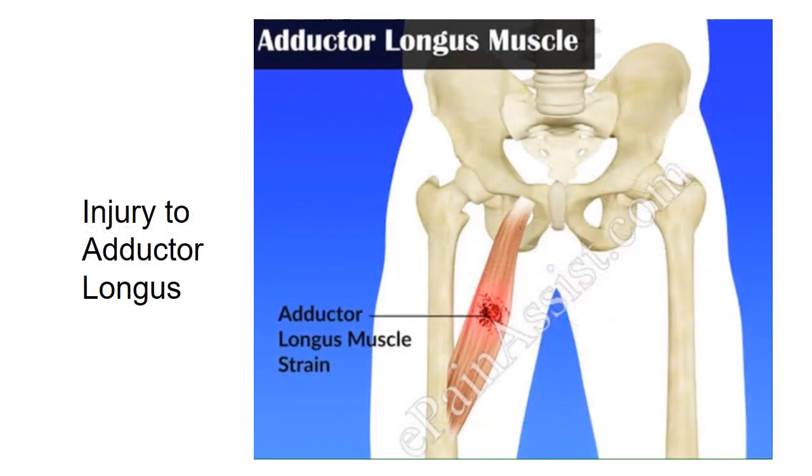Now let's talk about injury to the adductor longus muscle. Injury to adductor longus often occurs in sports that require fast acceleration, deceleration and changes in direction. For example, in ice hockey, cricket, football and rugby, etc. This injury may also occur in horseback riders and produce pain, which is known as rider's strain.